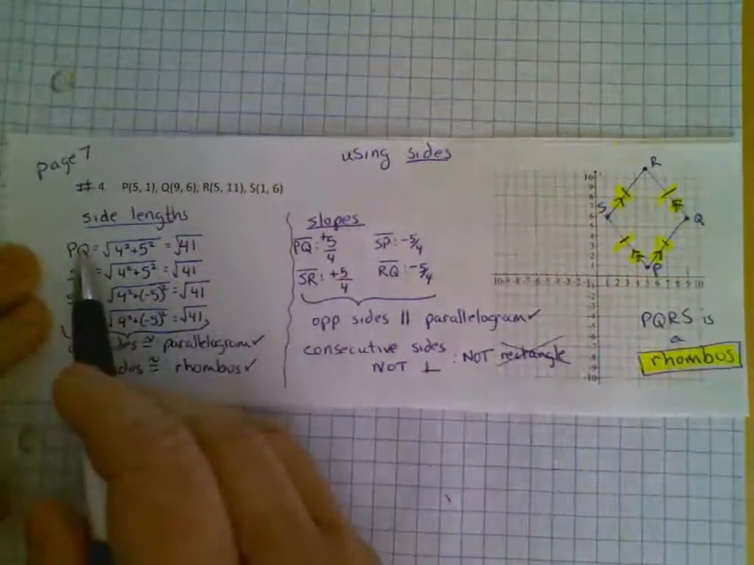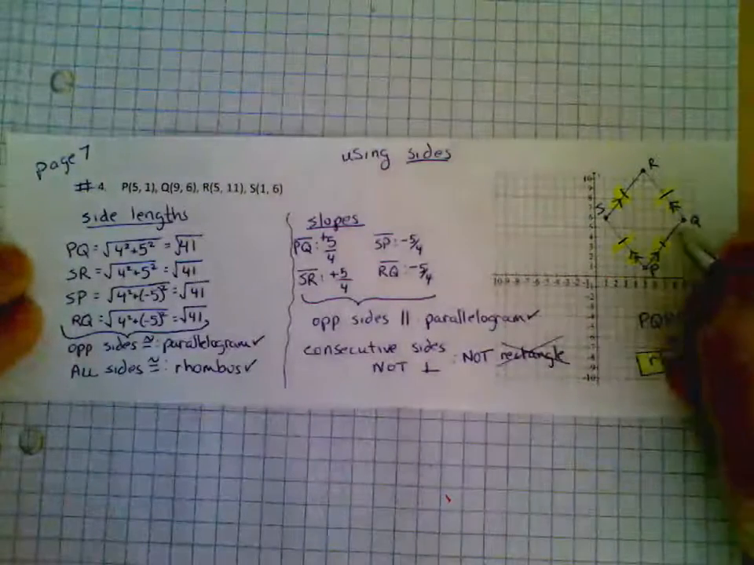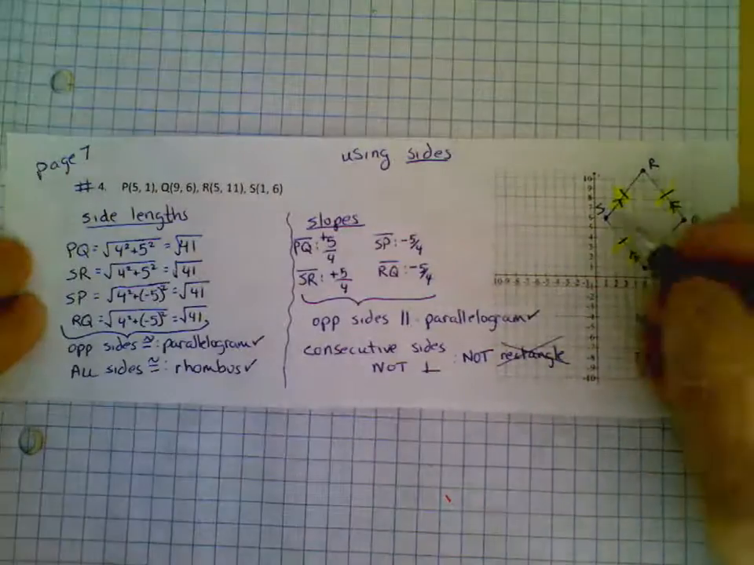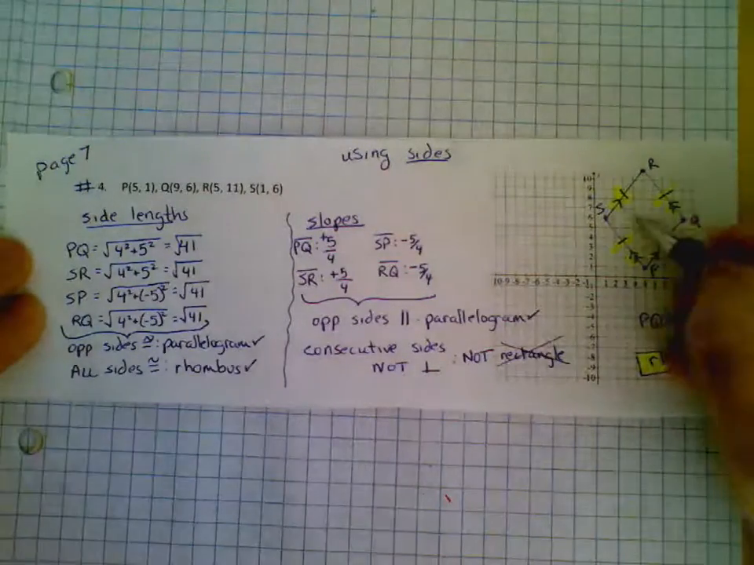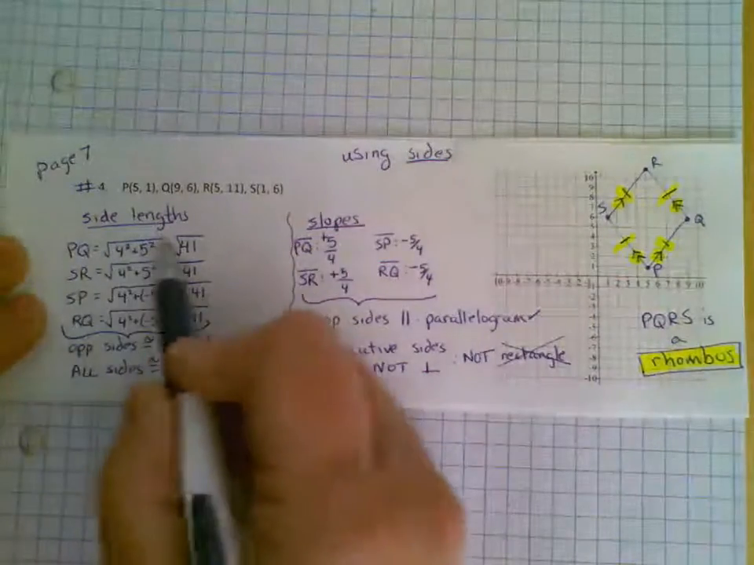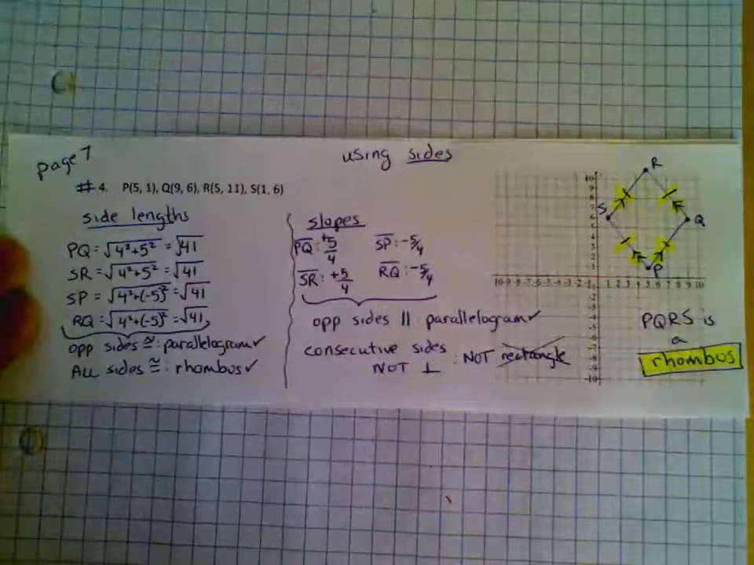So we can find the length of any of these sides. From P to Q, it goes over 4, up 5. And same thing for SR, it goes over 4, up 5. So the distance is 4 squared plus 5 squared under my root. That gives me a square root of 41.